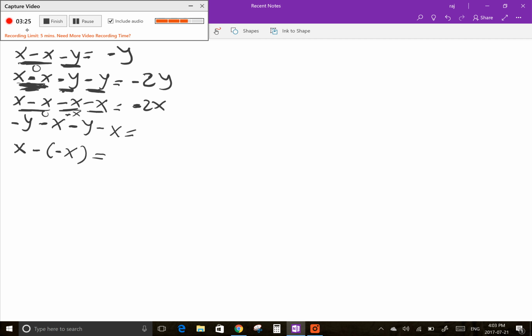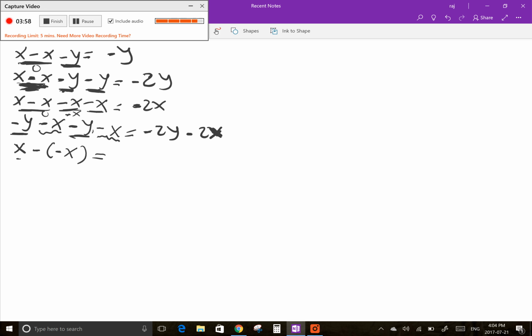Next is minus y minus x minus y minus x. So in this case we can't do anything with the y and x, but we have 2 y's here, 1 y here and 1 y here, so we can subtract them. So it's minus y minus y. Minus y gives us minus 2y, and we have minus x here and minus x here. Minus x gives us minus 2x. Alright, so that's our answer, and we can't do anything with the y and the x.